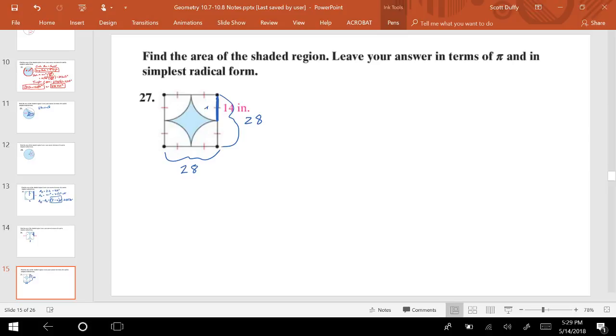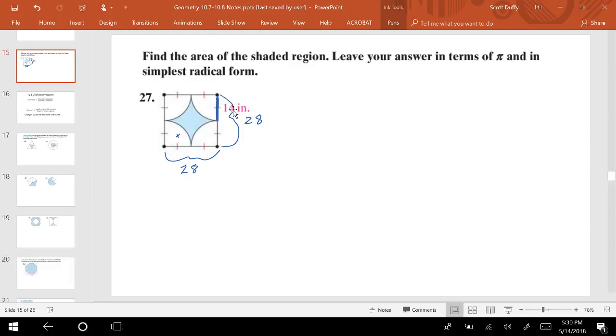And then right here we have each one of these is a fourth of a circle. So together they make up one circle with a radius of 14 inches. Next, we went over geometric probability.